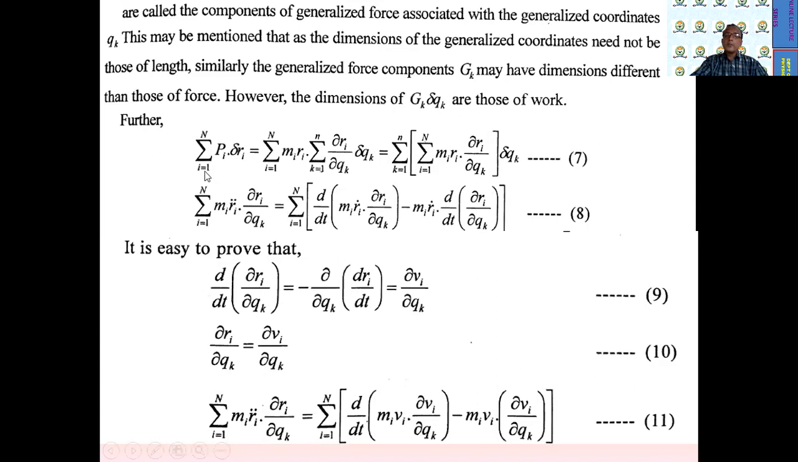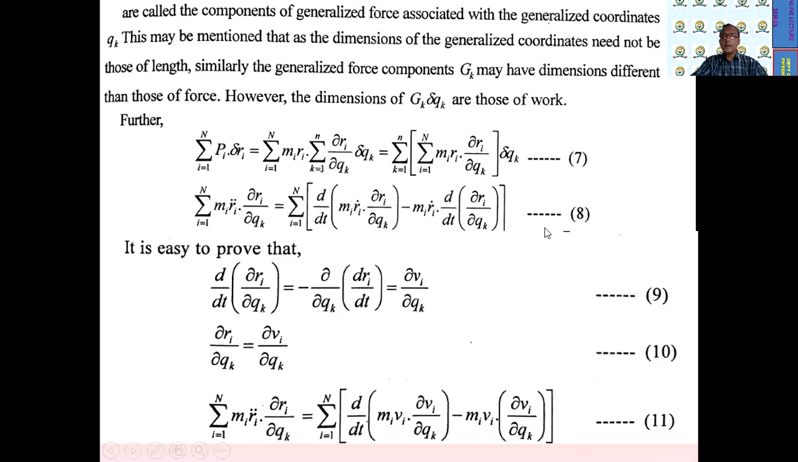And therefore we know summation i from 1 to n of pi dot delta Ri can be given as summation i from 1 to n of mi Ri double dot into summation k from 1 to n of ∂Ri/∂qk into delta qk. And when I take these two into one summation, summation k from 1 to n, summation i from 1 to n, this is mi Ri double dot, and the derivative of this one is ∂Ri/∂qk into delta qk. And therefore, summation once again, the derivative of this one, mi Ri double dot, that is the derivative of Ri dot, with ∂Ri/∂qk, it will be written in this manner.